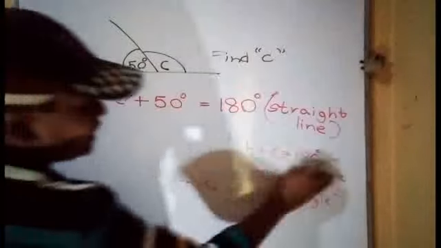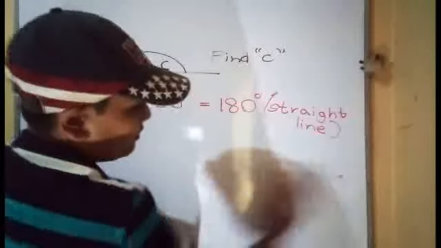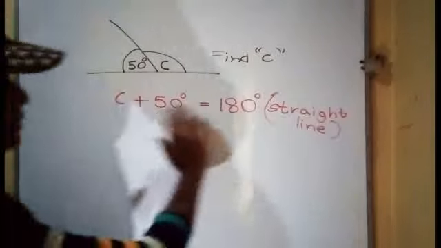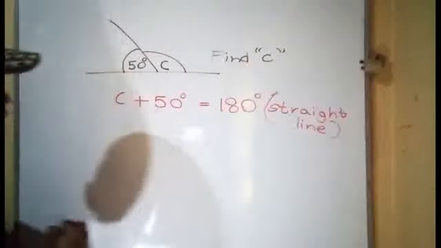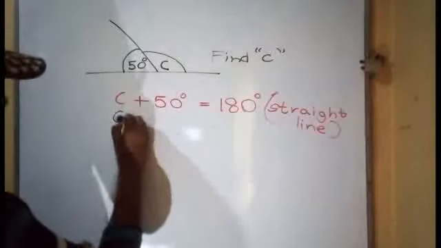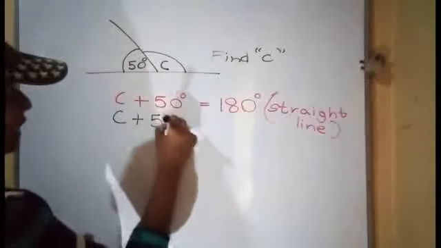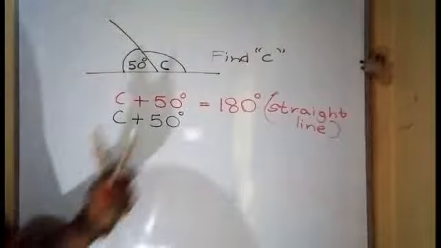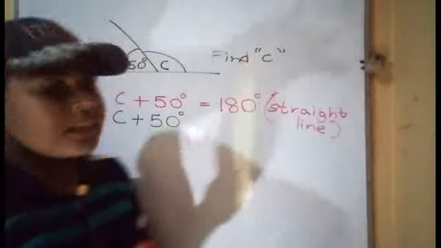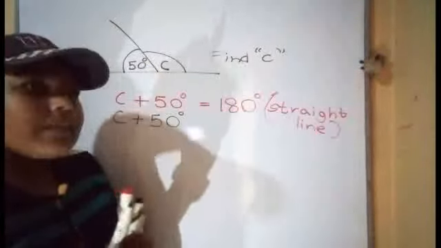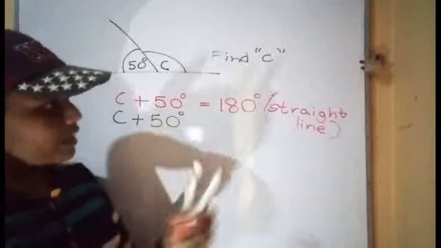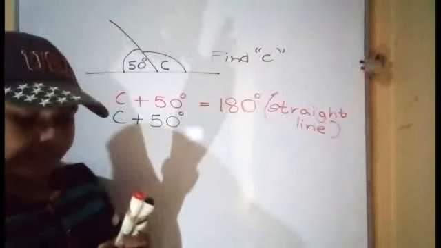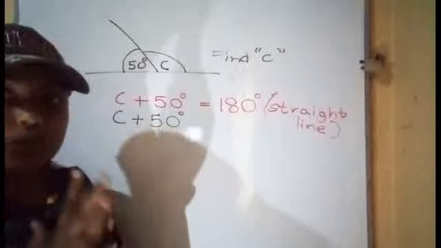Okay, so let's move to the question that we were talking about. Now C plus 50 means 180. Write the reason: straight line. Now, is it finished? No, you want to do the job.